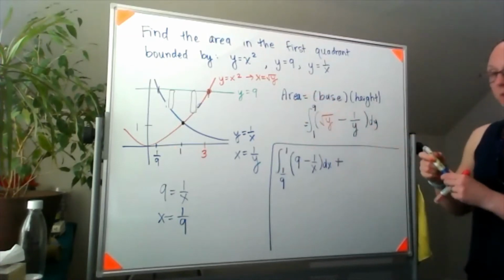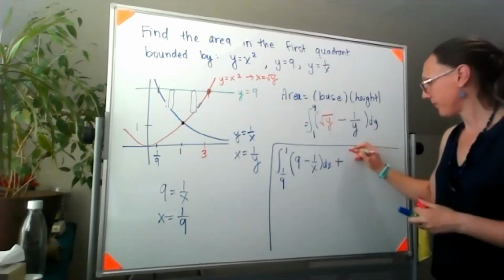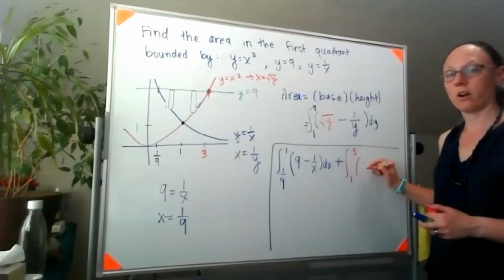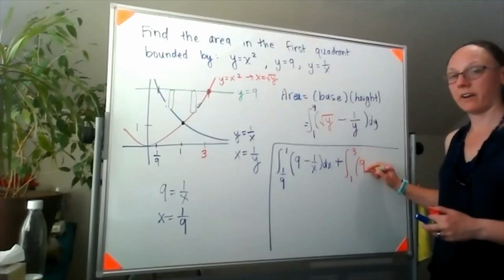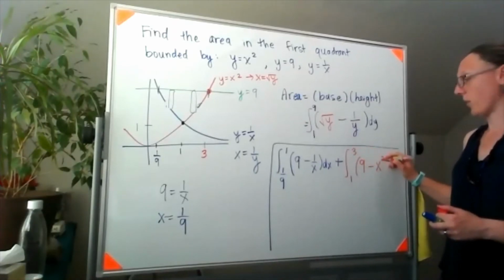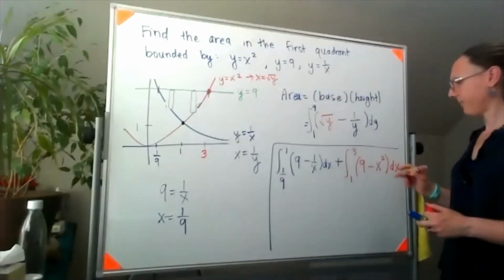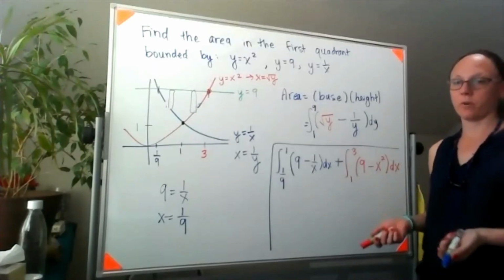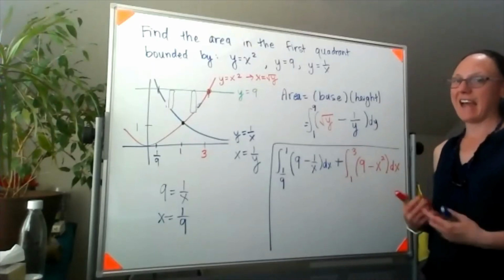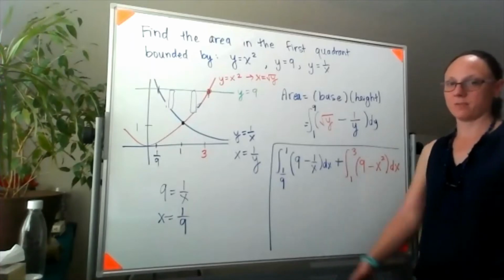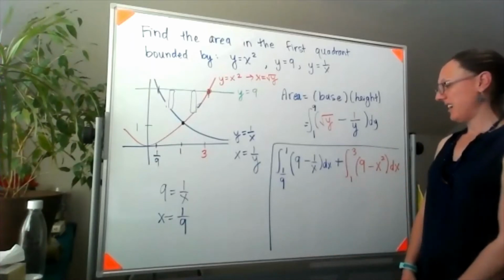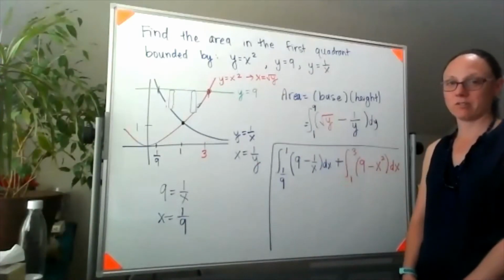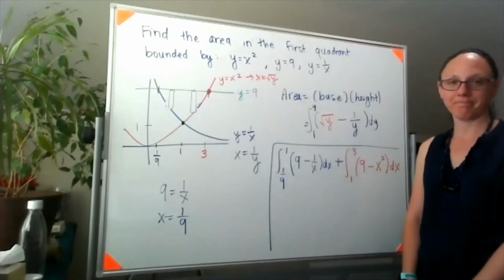And then for the second part of the curve, we would be going from 1 to 3. And now our top function is still y equals 9, but our bottom function was x squared. If you finished both of these integrals off, you should get equivalent answers. If I had to actually do one of these problems, honestly, I'd probably do this one because I wouldn't have to think as hard on the integrals, but that's just me.